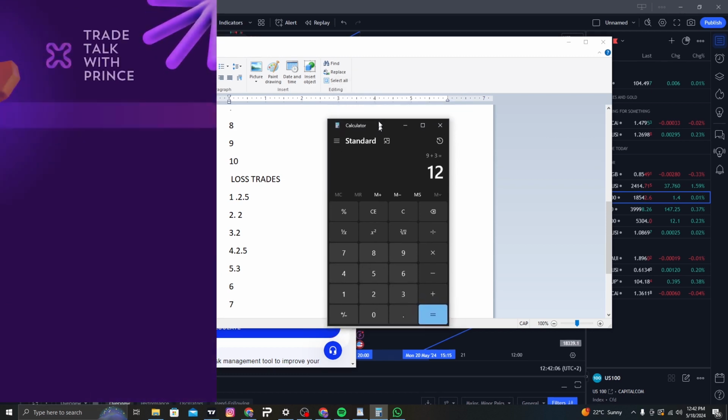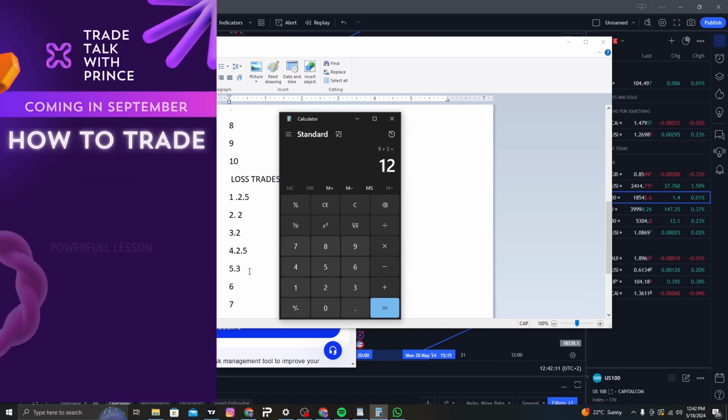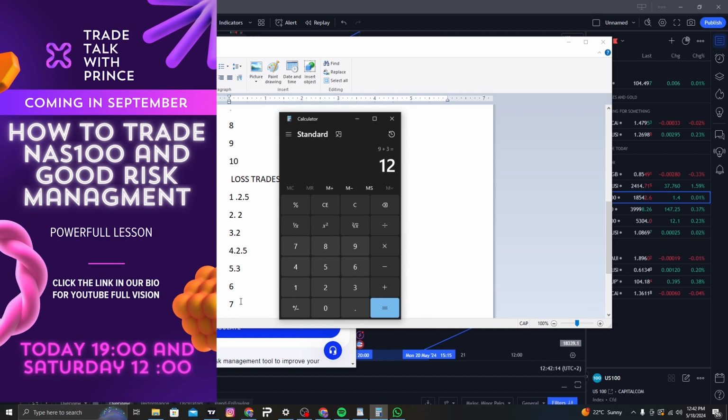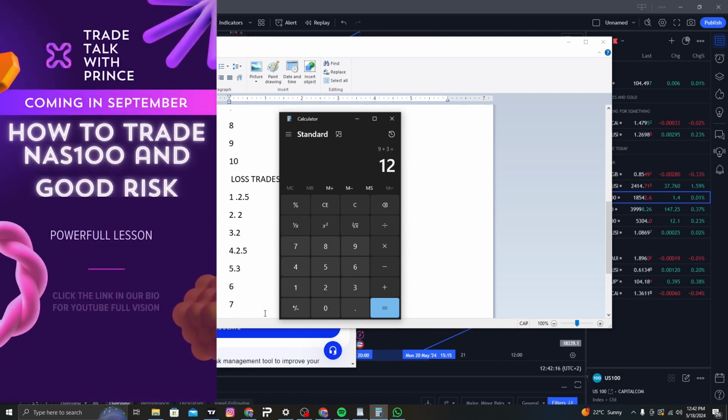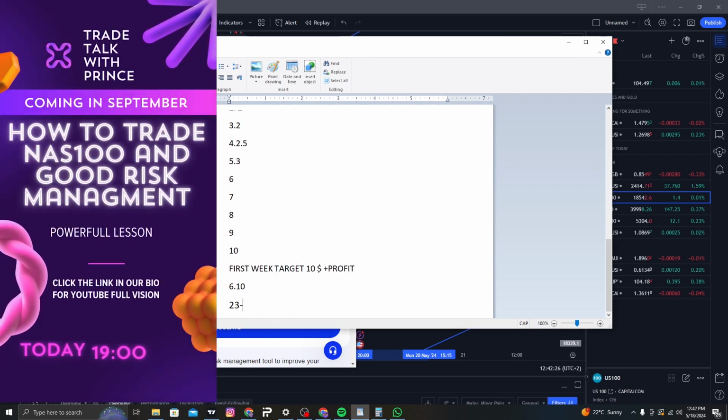You basically lost $12. It's possible, right? You're going to lose some trades. The main reason for this lesson is, at the end of the month you have enough money to say, I made this, you lost this, so you minus this $12. The calculator is telling us that you made $11. That's basically telling you that you hit your first profit target of the week, which was $10.